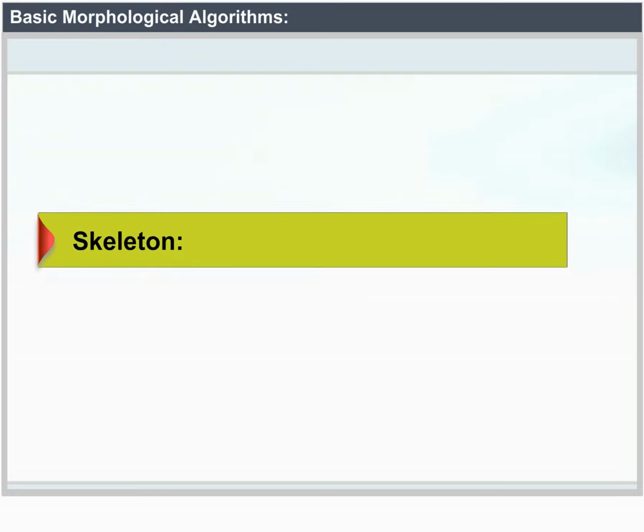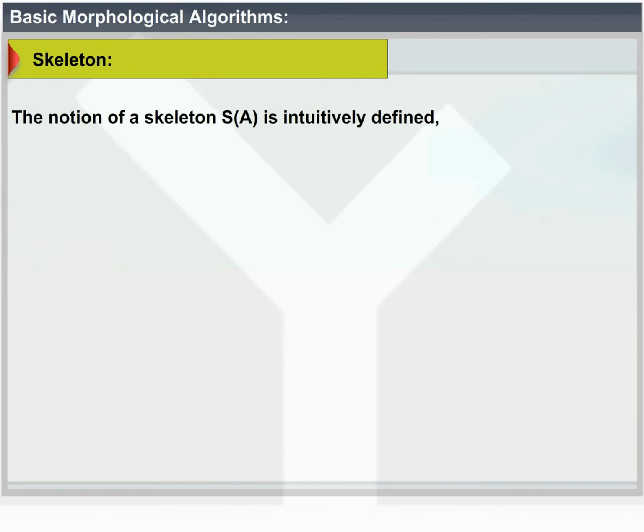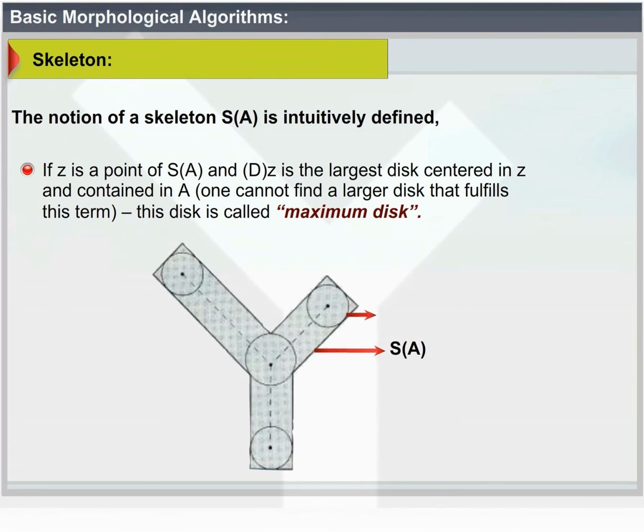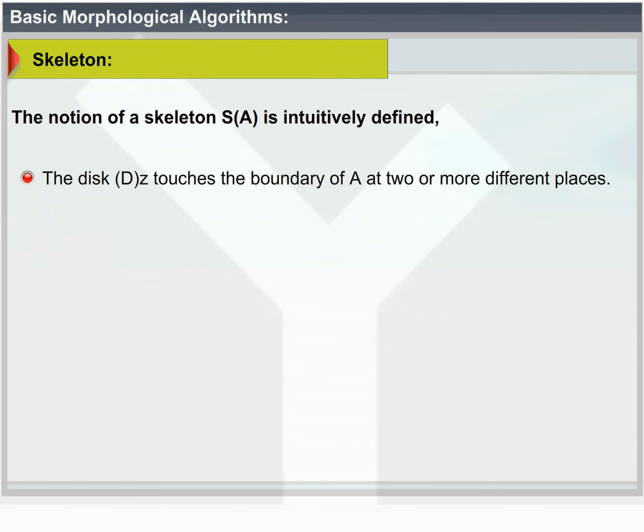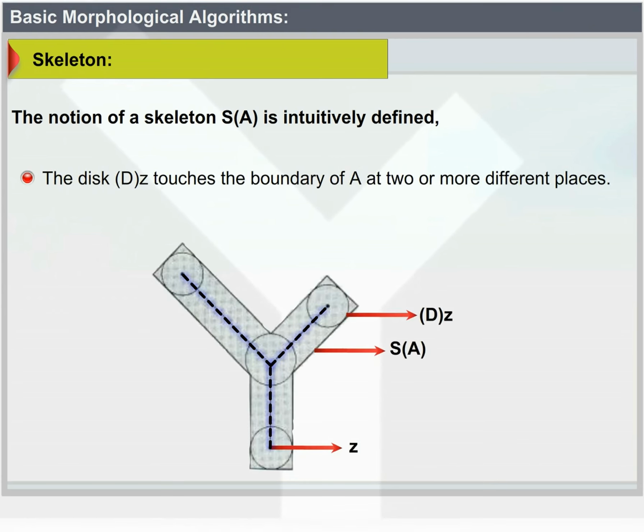Skeleton. The notion of a skeleton S of A is intuitively defined. If Z is a point of S of A and D of Z is the largest disk centered in Z and contained in A, that is, one cannot find a larger disk that fulfills these terms, the disk is called a maximum disk. The disk D of Z touches the boundary of A at 2 or more different places.